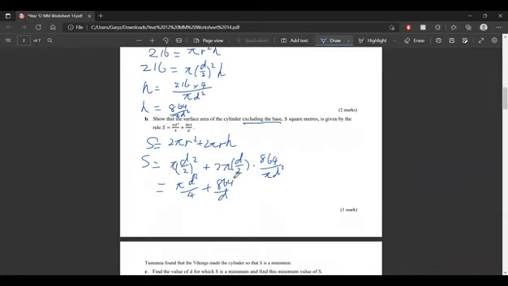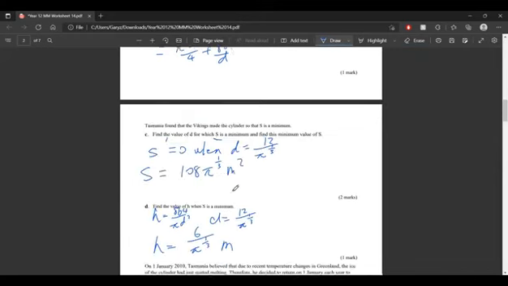The next one, the surface area is 2 pi r squared plus 2 pi r h, but we're excluding the base here. That's why we don't actually need this 2 here. That's why I removed it for the next line here. We replace every single r with d on 2 and replace h with what we found above here. Rearrange, then we'll get what they're asking for, which is pi times d squared on 4 plus 864 on d.